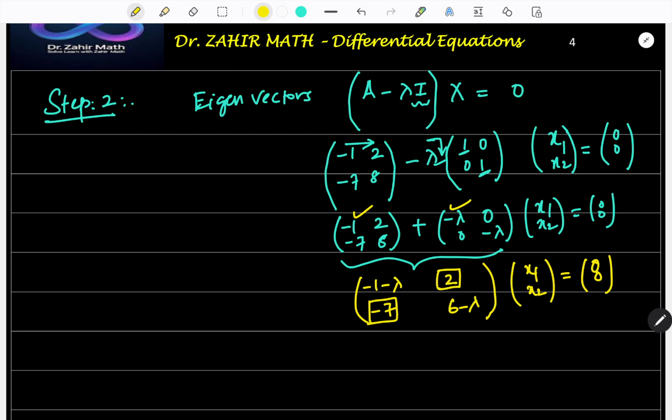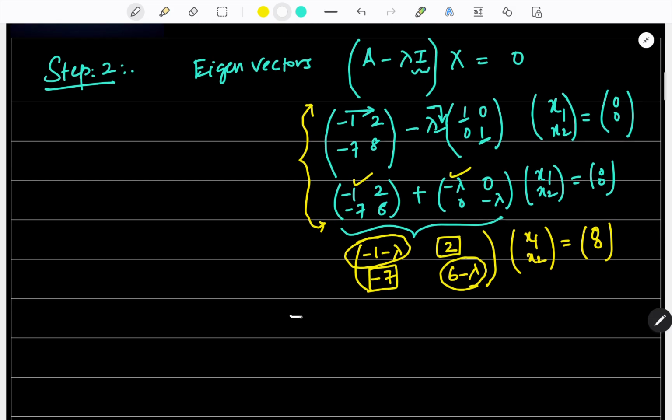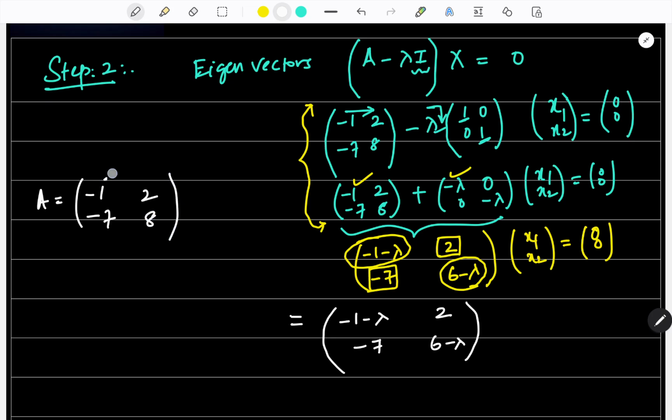Now look at this. What is the final answer I got? The change happens only in the diagonal itself. So there is no need to write all these things in your exam or in your classwork notebook. Just keep in your mind, whenever you calculate eigenvectors, the changes happen only in the diagonal. So in this matrix, I'm going to write directly minus 1 minus lambda, 2, minus 7, and then minus lambda. Your matrix A is minus 1, 2, minus 7, 8. Just put minus lambda here and minus lambda here.